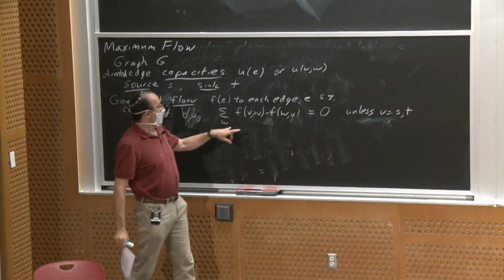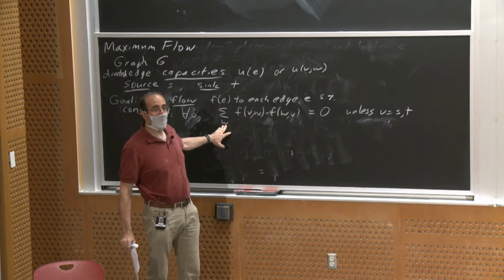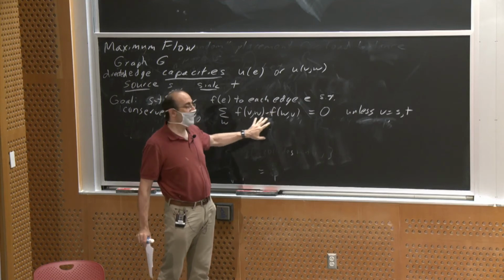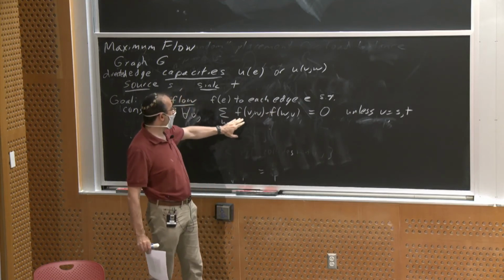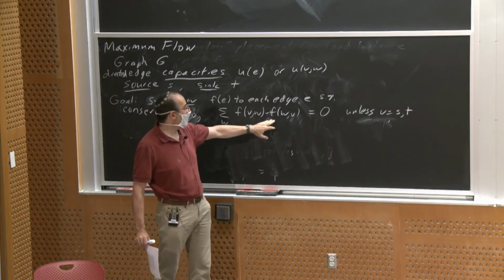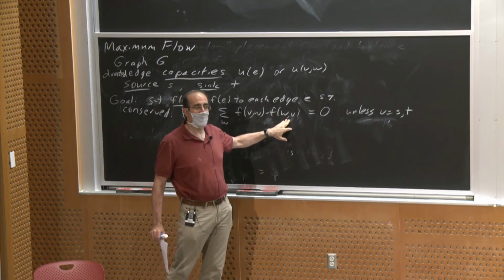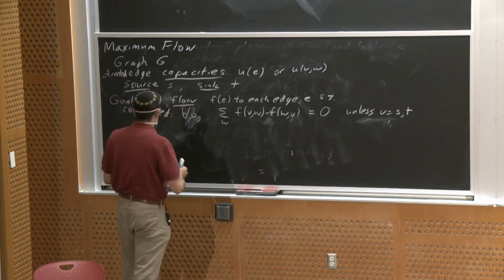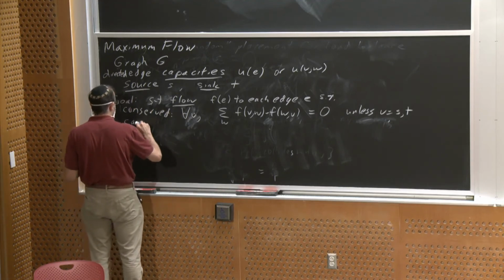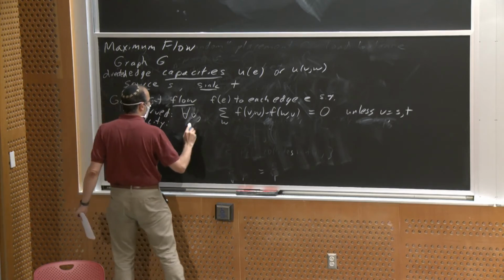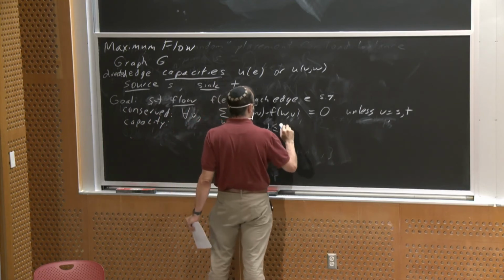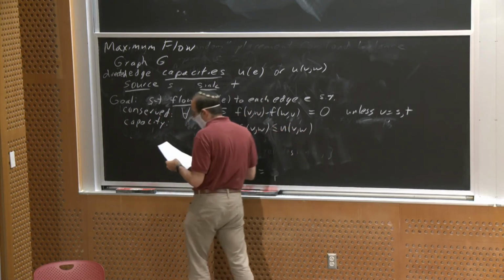Notice this is summing over all of your neighbors. This is not saying that on each edge the flow has to cancel out, but it's saying that the net flow, the sum of f of VW, is the flow on all of the edges leaving V, and that has to equal the flow on all of the edges entering V. The second requirement is a capacity constraint, that the flow on any edge VW is at most the capacity of that edge VW.